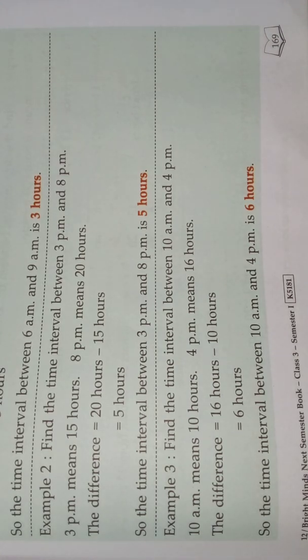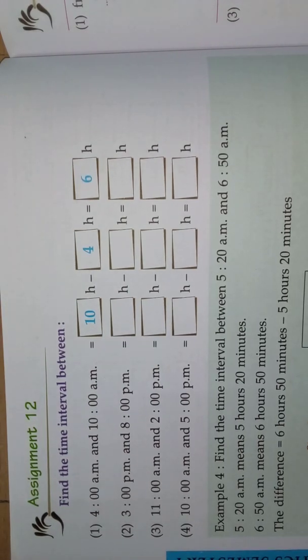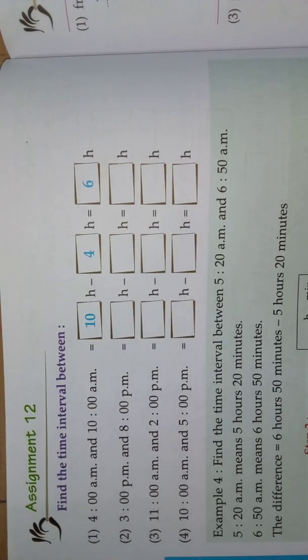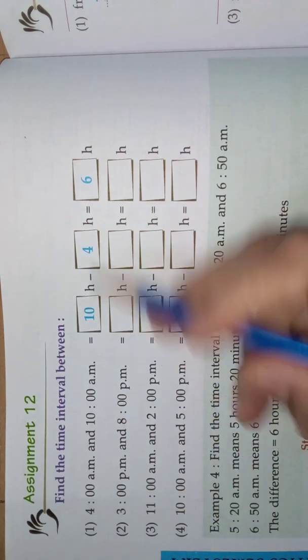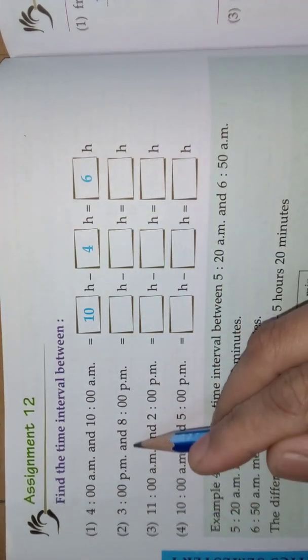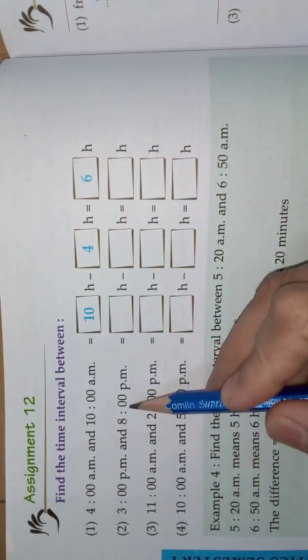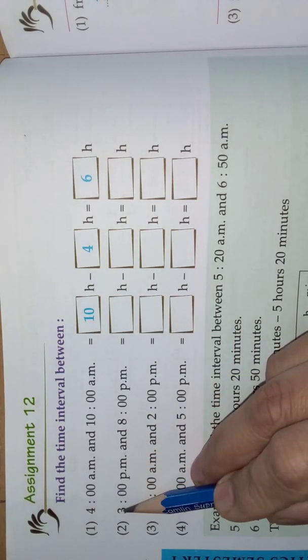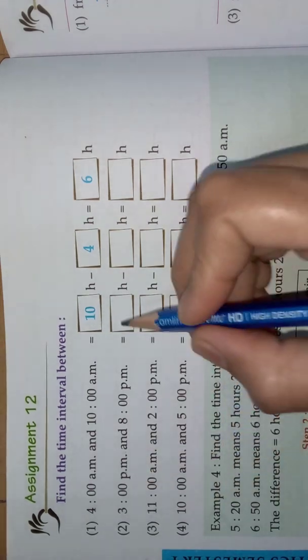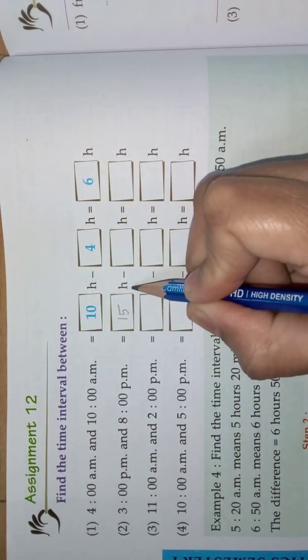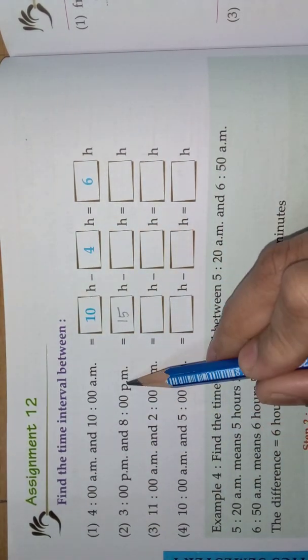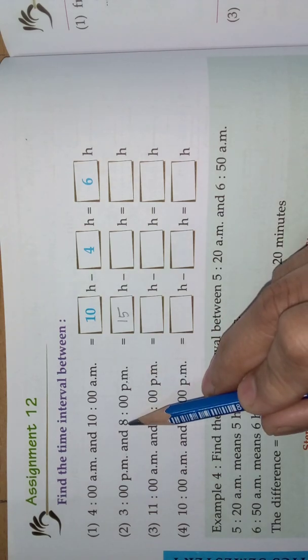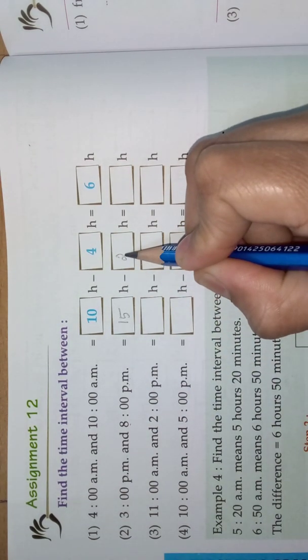Go to next page. Assignment 12. Find the time interval between 4 a.m. and 10 a.m. This is done for you. Come, we will go to the next sum. 3 p.m. and 8 p.m. So, 3 p.m., it is in p.m. So, add this 3 with 12, that is 15 hours. H is hours. Here it is p.m. So, add this 8 with 12, that is 20 what? Yes. Okay. We will do this. Wait.